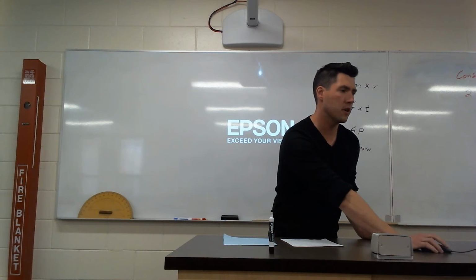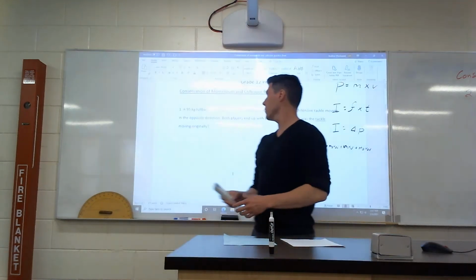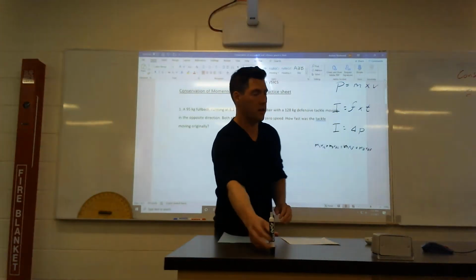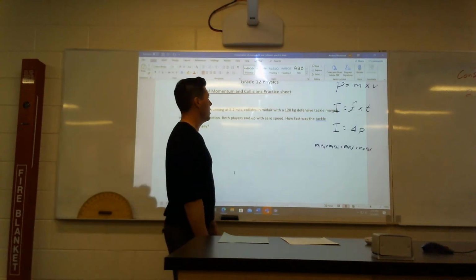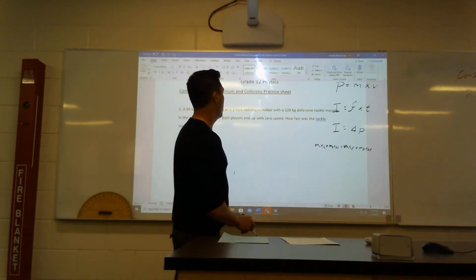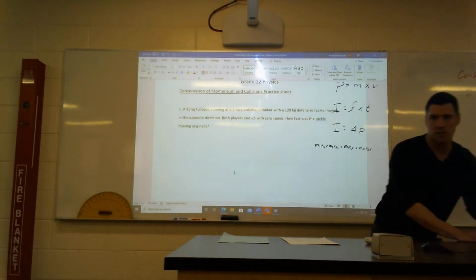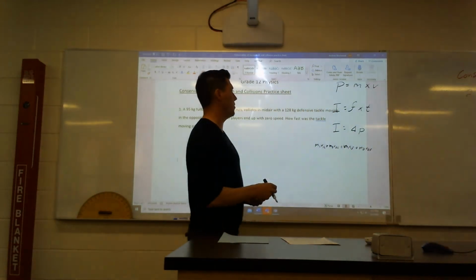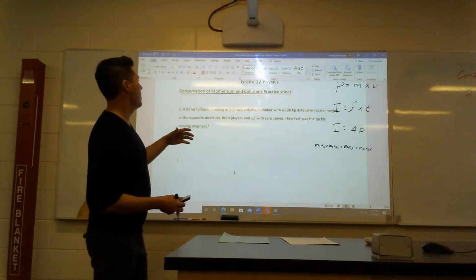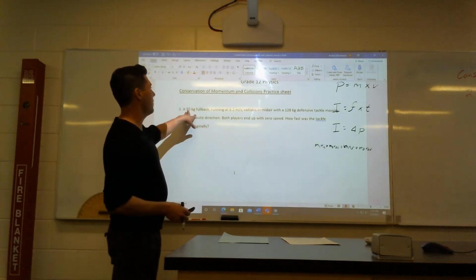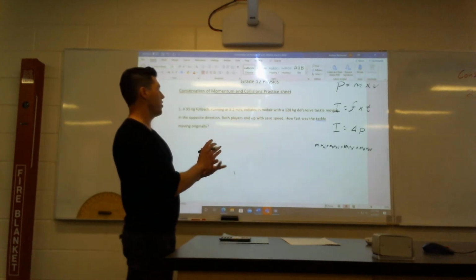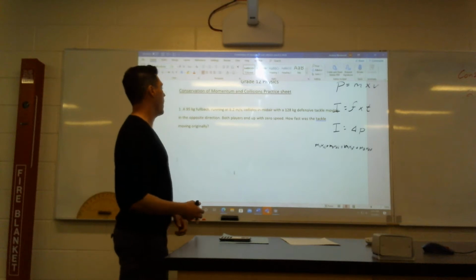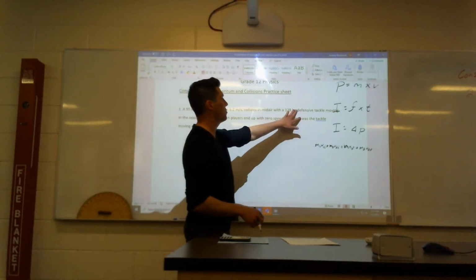All right, let's bring this up. Let's see what we got here. It says a 95 kilogram fullback running at 8.2 meters per second collides midair with a 128 kilogram defensive tackle. You don't really need to know the names of all these. I bring football in because I like football and momentum. Basically, one person, 95 kilograms at 8.2, collides with another person, 128, moving the opposite direction. Both players hit each other and end up with a speed of 0. How fast was the tackle originally moving?